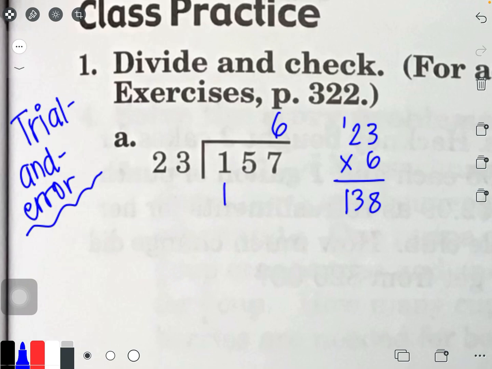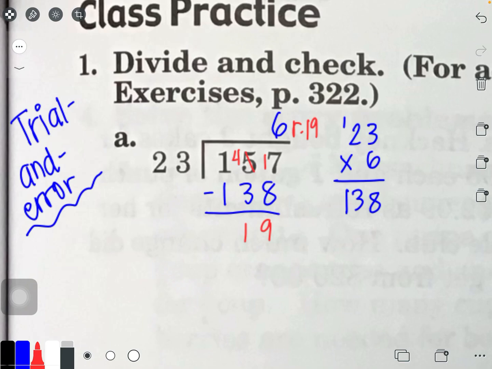So I'm going to put 138 down here, and I'm going to subtract. Of course, we have to borrow. So 5 becomes a 4, and 7 becomes a 17. 17 take away 8 is 9. 4 take away 3 is 1. Now, that's a big remainder, but it's smaller than 23, so it's fine. My remainder is 19.